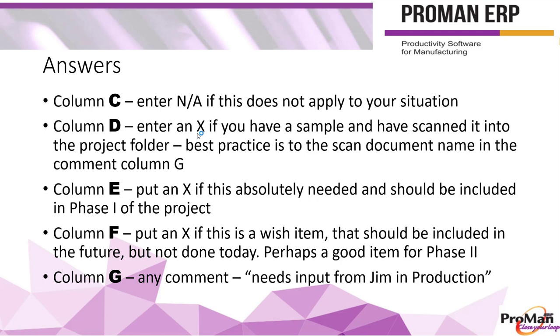And then finally, column G is just some comments. Need input from Jim in production, for instance. I don't know that answer. Or maybe it's the document name that you scanned a moment ago. So again, just defining what it is that we want the software to do for us.